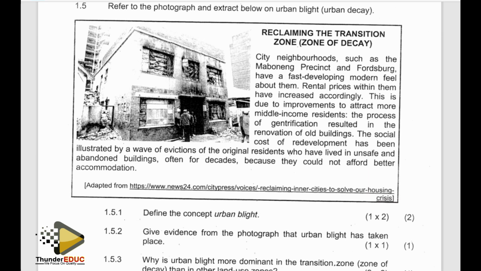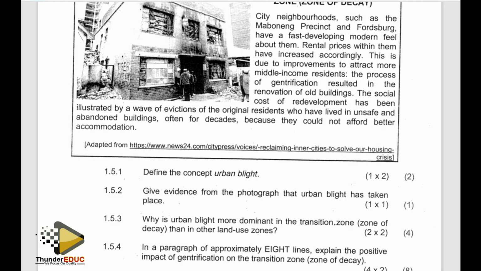Right, we go on to question number 1.5. It's a text, an infographic with this picture here and what is indicated here. We check the first question: define the concept urban blight.